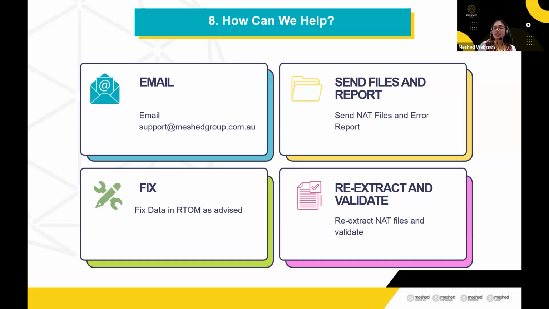So what you can do is you can send an email to us at support@meshgroup.com.au. Now, when you're sending the email, please make sure you're also providing us with the NAT files that you have used. We require the NAT files in the text format, not in the Excel format. And you also need to send us the error report, which is the NCVR error report. This helps us speed up the process. So give us all the data first, and then we can advise you on what data needs to be fixed and where to fix it in the mesh system. And once you do that, you will be able to re-extract the files and validate to complete your data submission.